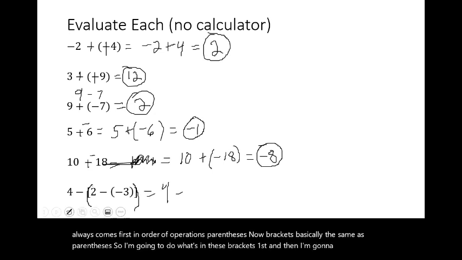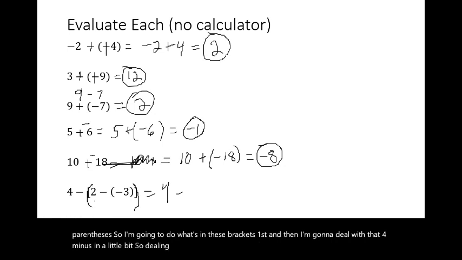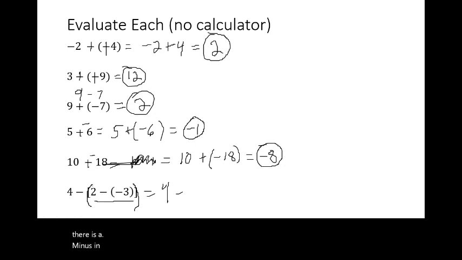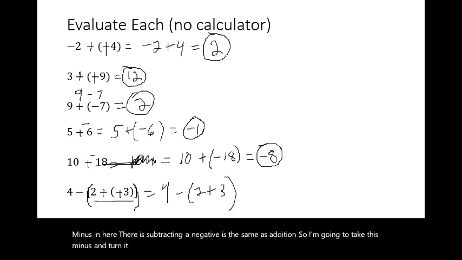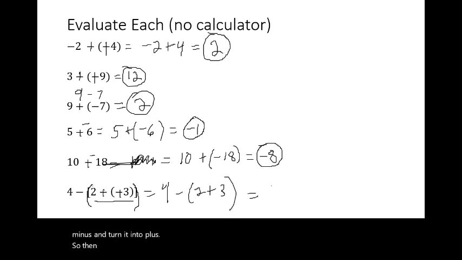So I'm going to do what's in these brackets first, and then I'm going to deal with that 4 minus in a little bit. So dealing with what's in these brackets first, I notice that there is a minus minus in here. There is subtracting a negative. Subtracting a negative is the same as addition. So I'm going to take this minus minus and turn it into plus. So then 2 plus 3 gives you 5.